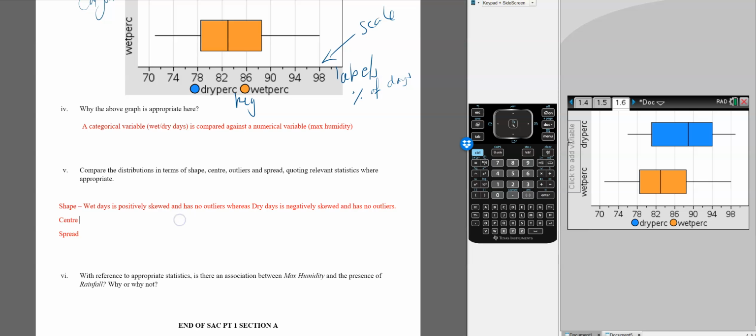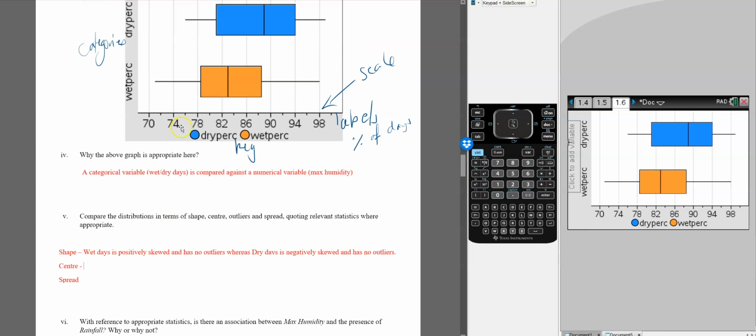Okay, the center, we should probably use the median, because remember we discussed in earlier questions that if you've got a skewing, the median is a more reliable measure. So the median of the wet days is 83%, which is lower than the median of the dry days, which is 89%.